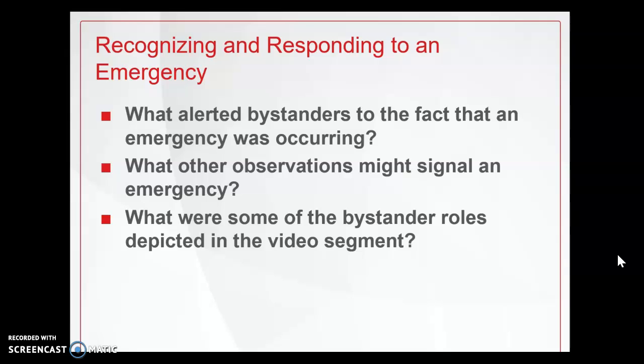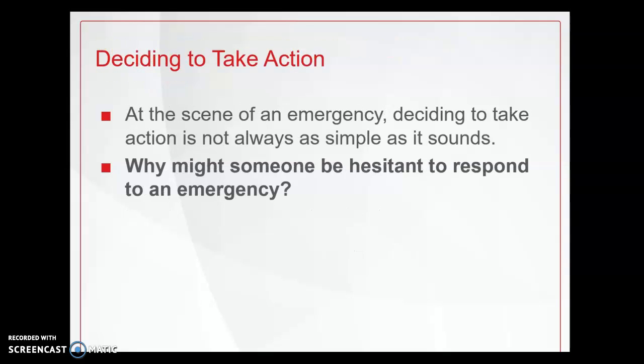All right, the first secret word is going to be avocado. So write that down if you are listening. Okay, recognizing and responding to an emergency. So some things we want to think about from the video. What alerted bystanders to the fact that an emergency was occurring? What other observations might signal an emergency? And what were some of the bystander roles depicted in those videos?